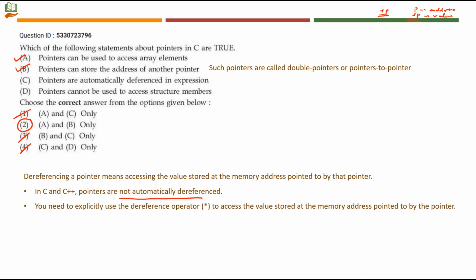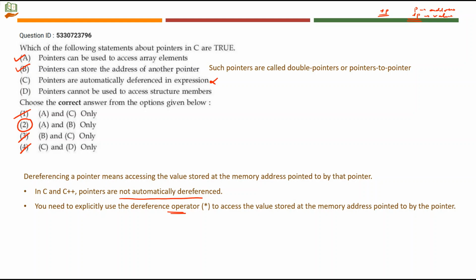You need to explicitly use the dereference operator to access the value stored at the memory address pointed to by the pointer. So we are using a pointer to store the address of the variable. In order to access the value of the variable, you have to dereference it. We can mark C as false.